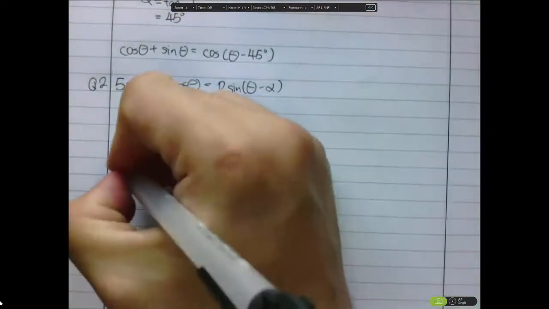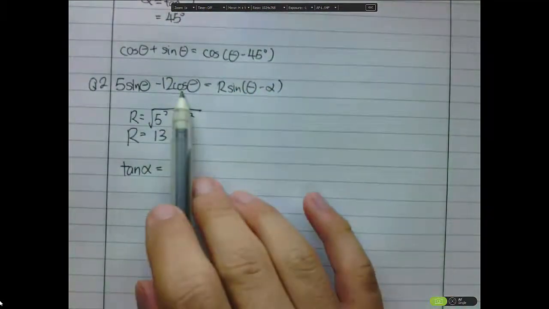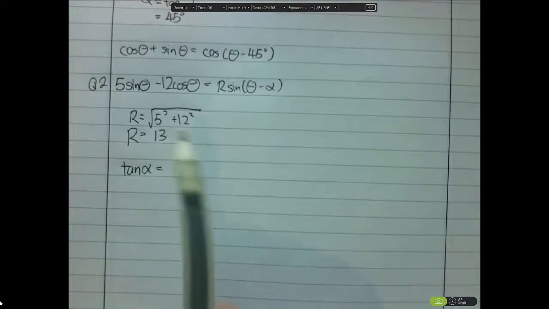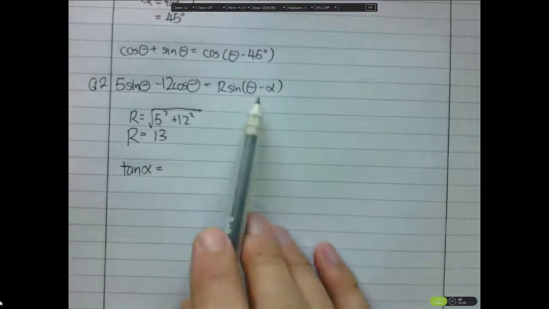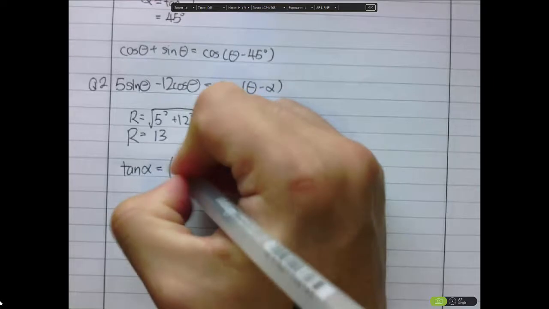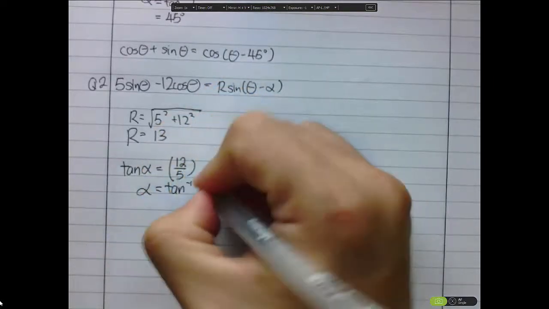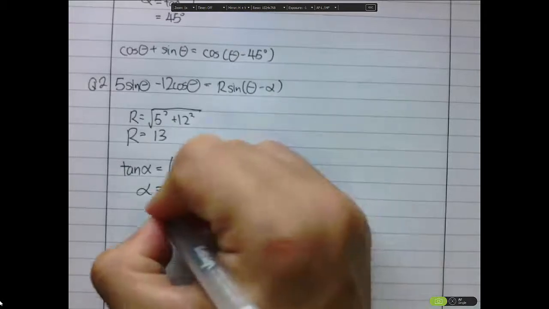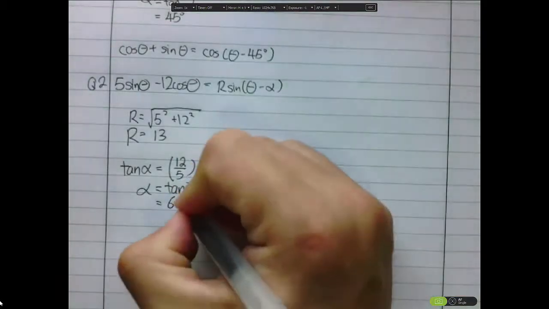Next thing we want to find alpha. Tangent alpha is equal to b over a. In this case, b is 12, a is 5. We ignore the negative sign because we just take the b. The negative sign is already accounted for in the formula itself, this negative sign here. So we just simply take b over a, 12 over 5. So alpha is inverse tangent of 12 over 5, which is 67.380 degrees.